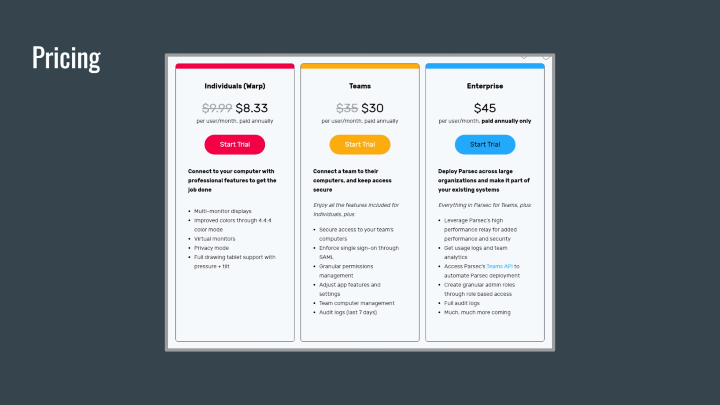Parsec price and billing. Parsec offers a free plan for personal use with basic remote desktop access, limited to one connection at a time. The paid Teams plan starts at $8 per month per user, providing better performance, multi-user support, and admin tools. The Enterprise plan has custom pricing for large teams with advanced needs.